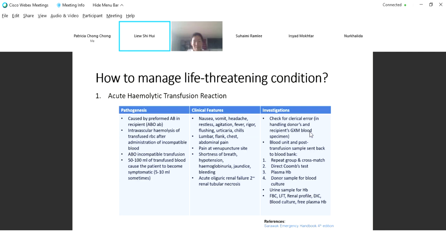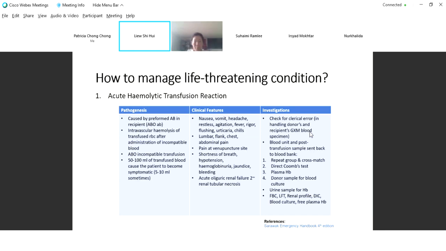And then there are also associated symptoms like nausea, vomiting, headache, restlessness, agitation, and then flushing, urticaria, and chills. They may experience other sites of pain like lumbar pain, chest pain, and also abdominal pain, even at the venipuncture site. They may also experience shortness of breath, hypertension, and also presence of hemoglobinuria and jaundice, which indicates hemolysis and also bleeding.